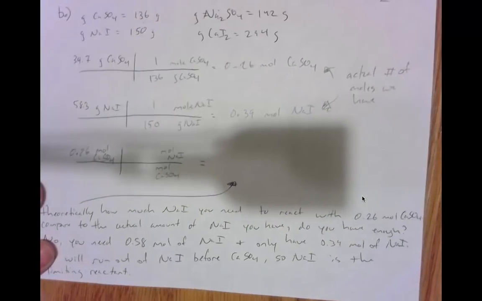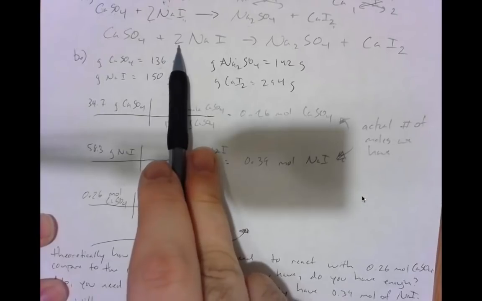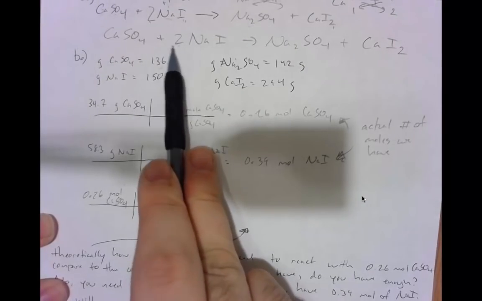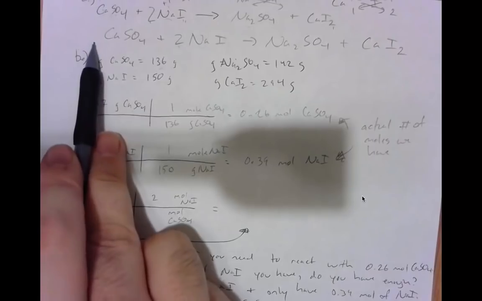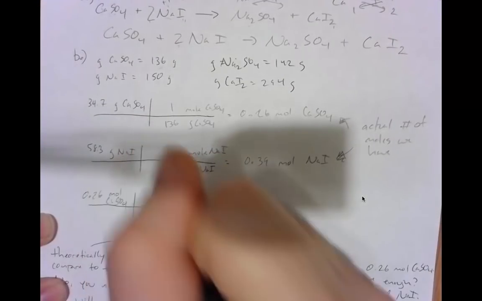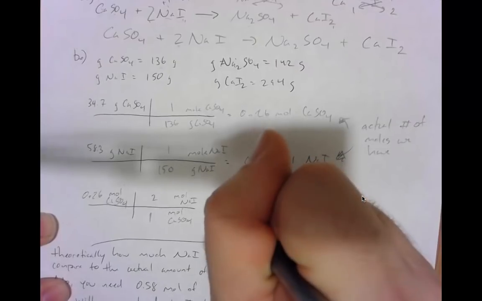Now we use our balanced coefficients. So we'll check it out. Remember, the coefficients equal the number of moles. So that's 2 moles of sodium iodide. So that means we put a 2 next to moles of sodium iodide. Next, we check moles of calcium sulfate. There's no coefficient there, so it's a 1. So then when you type this into your calculator, we find that it is 0.58 moles of sodium iodide.